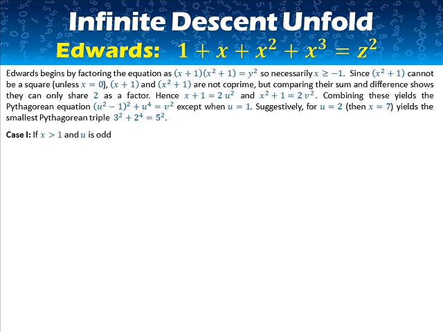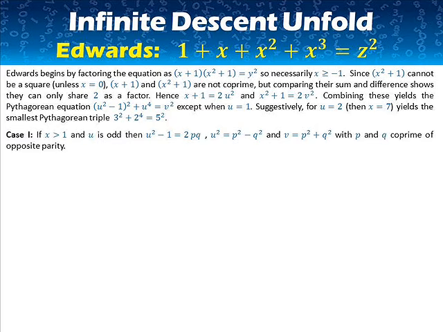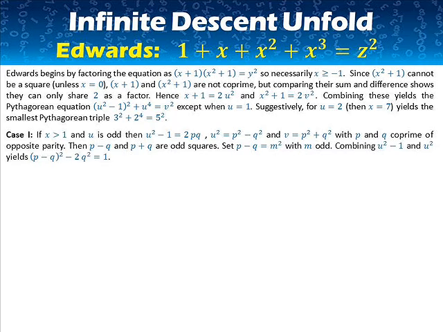Case 1. If x is bigger than 1 and u is odd, then u^2 - 1 equals 2pq, u^2 equals p^2 - q^2, and v equals p^2 + q^2, with p and q coprime of opposite parity. Then p - q and p + q are odd squares. Set p - q equals m^2 with m odd. Combining u^2 - 1 and u^2 yields (p - q)^2 - 2q^2 equals 1. Thus, 2q^2 equals m^4 - 1.